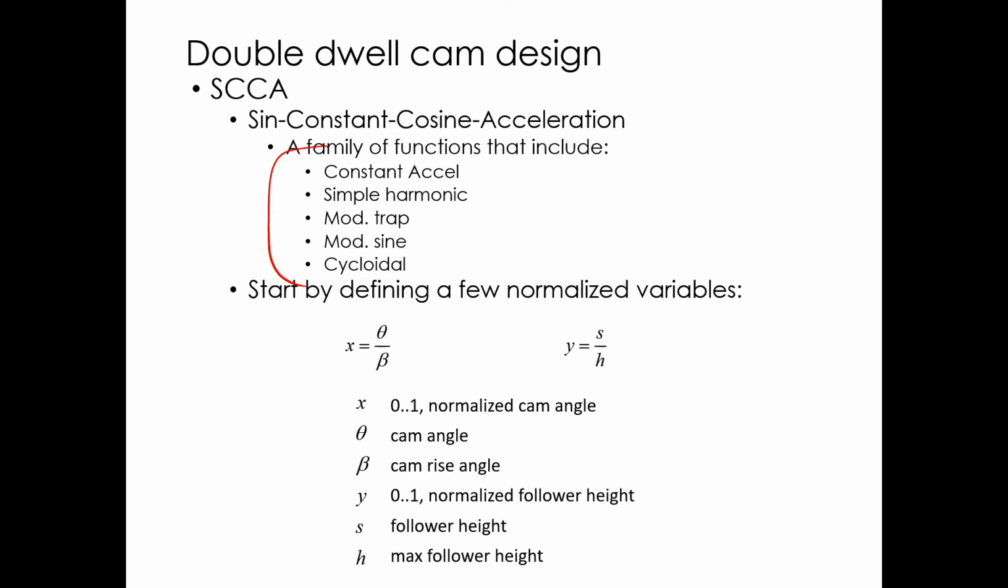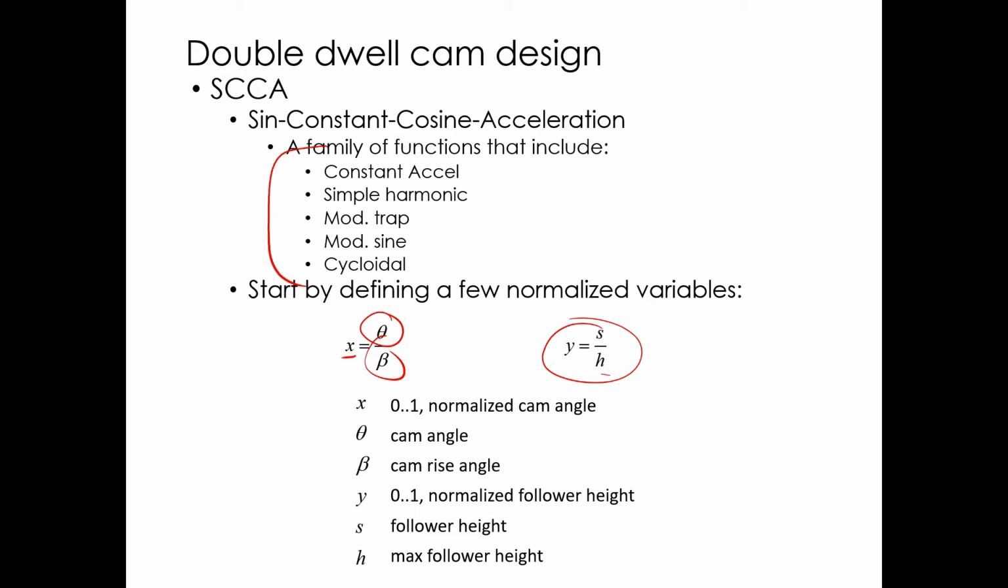This is really cool. So we're going to need some normalized variables for this. Normalized variable x, that's our x-axis, is going to be theta over beta. So instead of going from 0 to beta on our angle, we're going to go from 0 to 1. The output, instead of going from the height s equals 0 to s equals the peak height h, is going to go from 0 to 1. So we're going to normalize the position.